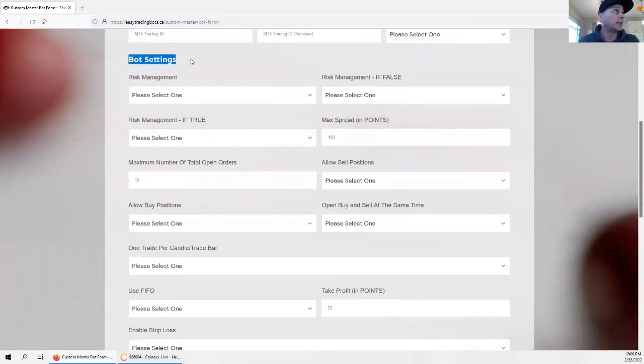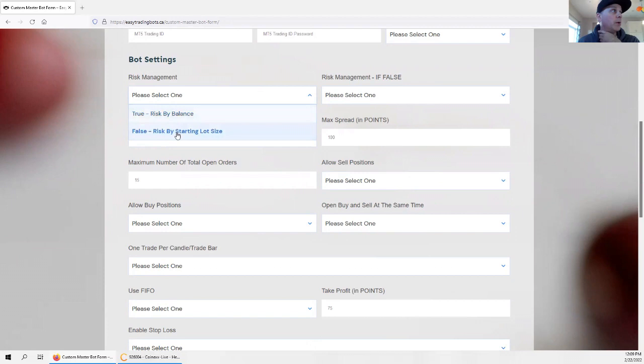In regards to the bot settings, you have risk management. So do you want risk by balance or do you want risk by starting lot sizes? Now, we've discussed this in my free course. Risk by balance is compounding. As your balance grows, your starting lot sizes are going to grow, so you're going to compound as your balance grows. Fixed starting lots: if you want your bot to start with a 0.02 lot size, then irrespective of your balance, it's always going to start with this lot size.